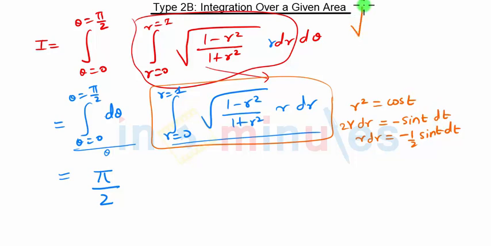So what will be root of (1 minus cos t) upon (1 plus cos t)? When we put r square equal to cos t in this equation, it will be root of (1 minus cos t) upon (1 plus cos t). What is 1 plus cos t?